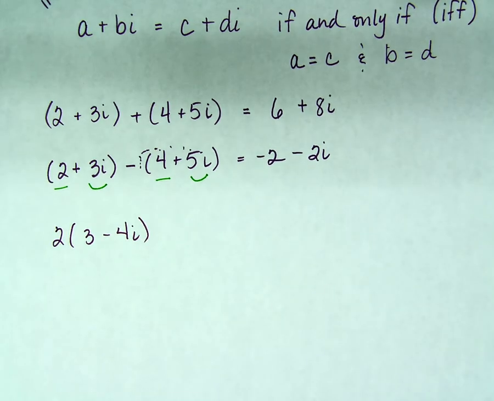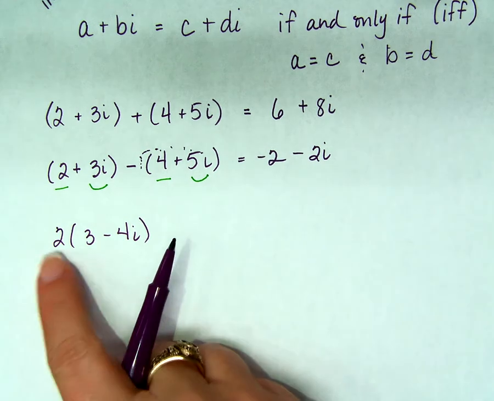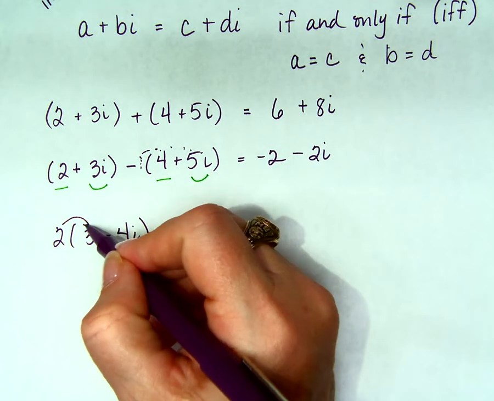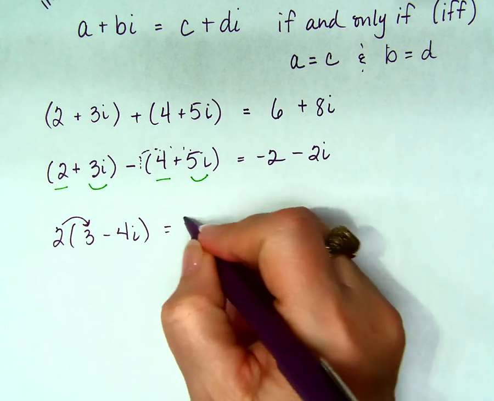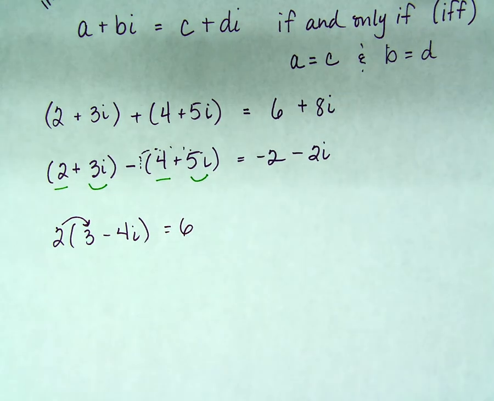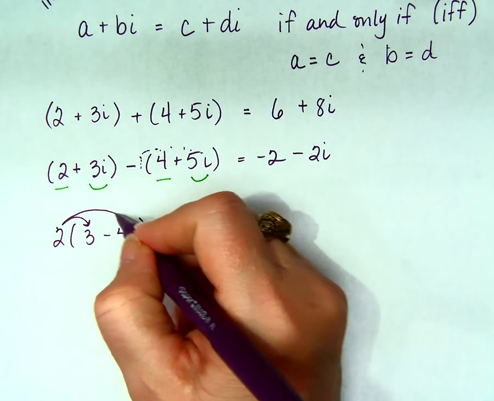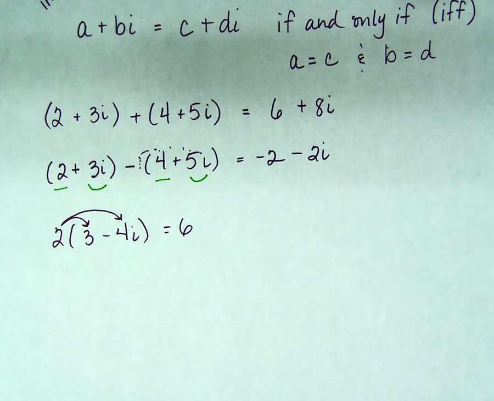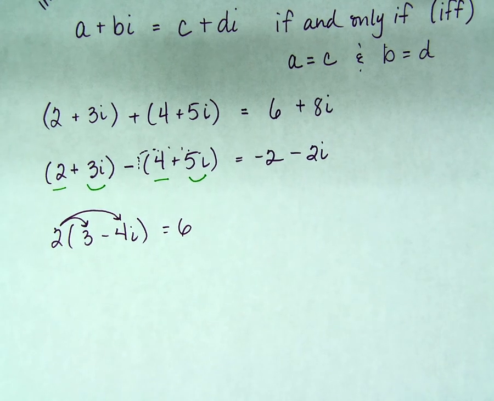I'm not allowed to add or subtract complex numbers, or excuse me, real and imaginary parts, but can I multiply? Can I say 2 times 3? Well, that's pretty easy. That's 6. Those are both real numbers. It's not a big deal. Am I allowed to say 2 times negative 4i? What do you think?